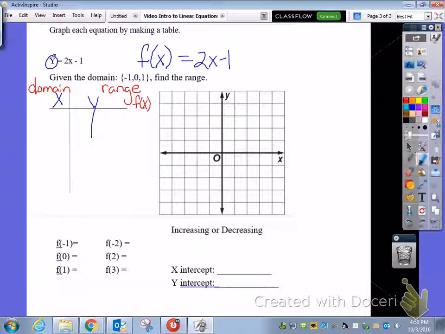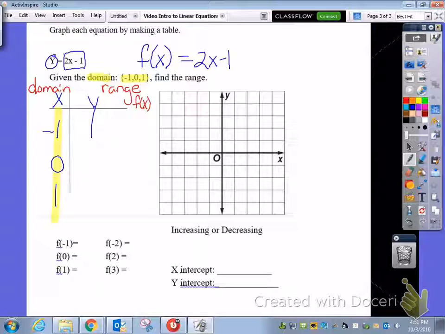So I have the values for the domain. These are my domain values. So they go in the x column, right? So I'm going to put down negative 1, 0, and positive 1 in the domain. And it says to find the range. So I'm going to use this equation right here, 2x minus 1.